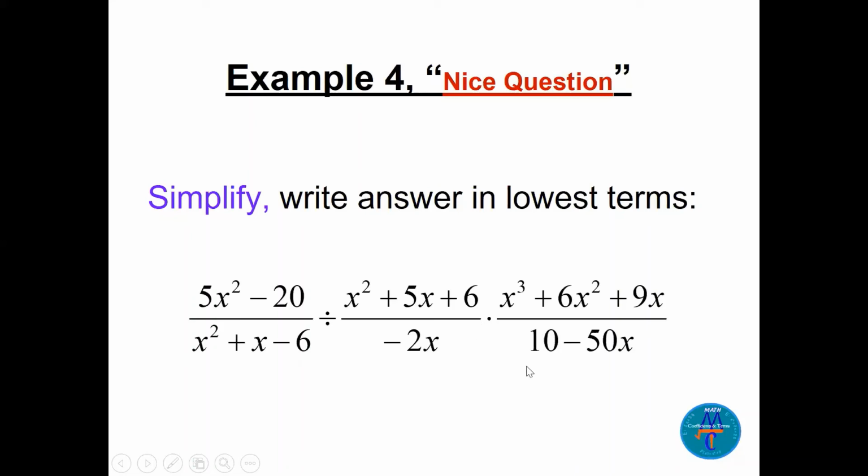I advise you in such a question, just pause the video for a little, try it yourself and see if you can reach the correct answer in the next slide or the slide after that. Okay, ready? Let's go.